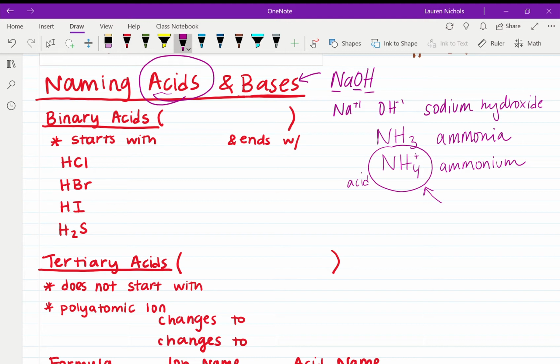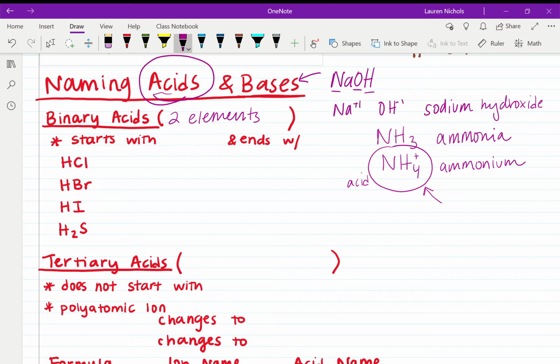So when we're looking at naming acids, though, there are 2 types of acids. There's binary acids and tertiary or ternary acids. Binary acids are ones with 2 elements in them. Not when you count them like they're subscripts, but just 2 types of elements. So for example, HCl, HBr, HI, H2S, they all have 2 elements, hydrogen and 1 other element.